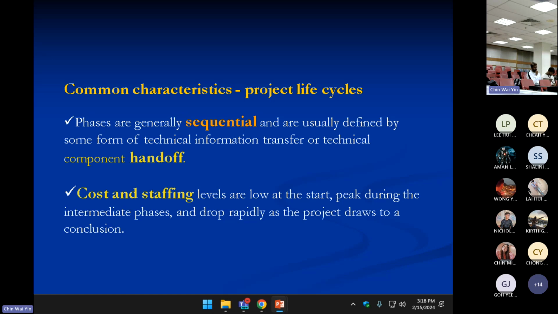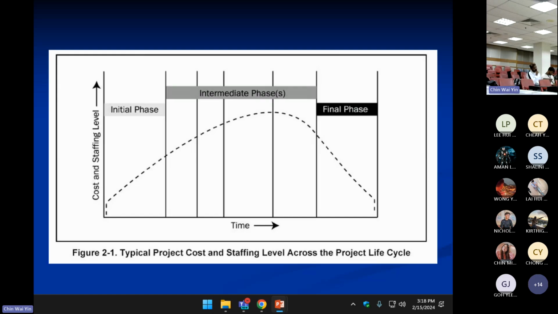Then throughout the project life cycle, cost and staffing are low at the start, peak during the intermediate phases, and drop as the project draws to a conclusion. This is our cost and staffing. As you can see from this, from the start date to the end date of the project, the phases are sequential, initial to intermediate to final phases. And when it comes to cost and staffing, usually during the initial phases, cost and staffing is very low. Why?